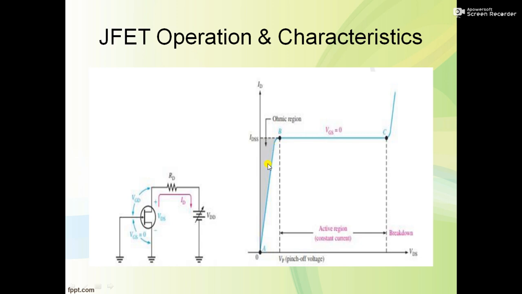because in this region the channel resistance is constant. Because the channel resistance is constant, this region is called the ohmic region, and that ohmic region is considered from point A to B. In this region, with an increment in VDS, the ID current also increases exponentially up to a certain point, that is point B.